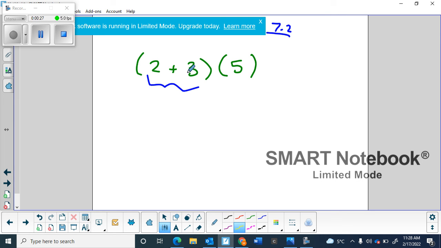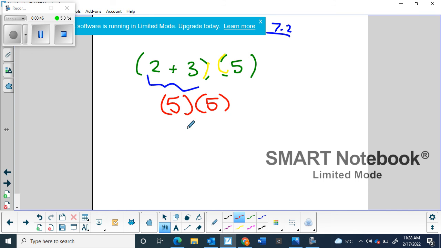So in this equation, we have 2 plus 3 and 5. And we know that when we put two things in brackets beside each other, what's happening is we're multiplying them. Now, the first way that we've been taught to solve is, well, we solve what's in the brackets first. So 2 plus 3 is 5. And then 5 times 5 is 25. That would be my answer.